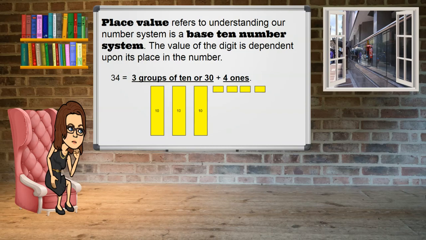Well, place value refers to understanding our number system is a base 10 number system. The value of the digit is dependent upon its place in the number. Below is a base 10 model. As you can see, 34 equals 3 groups of 10 or 30 plus 4 ones.